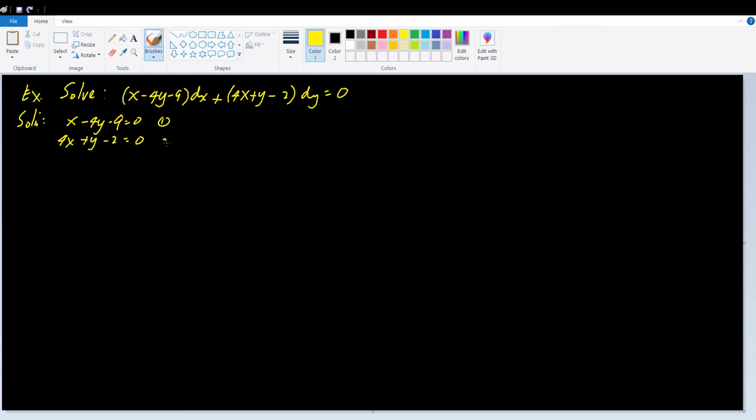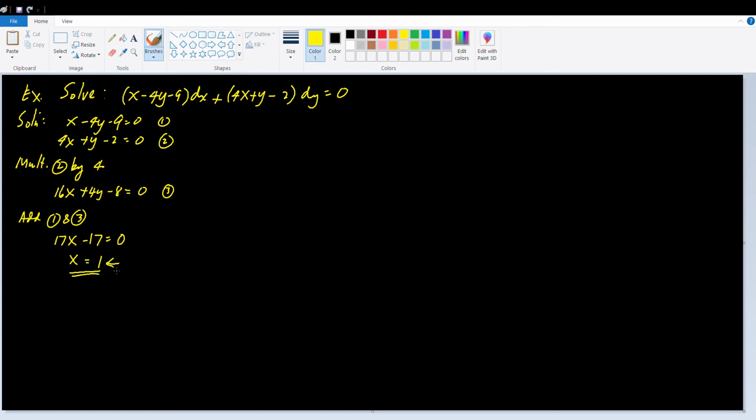So we have equations 1 and 2. We can eliminate y by multiplying equation 2 by 4. So it becomes 16x + 4y − 8 = 0, and call it equation 3. We then add equations 1 and 3. So x and 16x is 17x, −4y plus 4y is 0, −9 and −8 is −17, equal to 0. That gives us the value of x equal to 1. So that is our h.